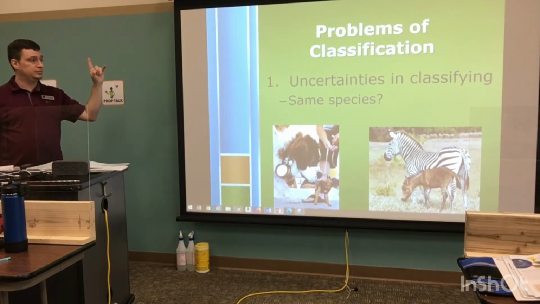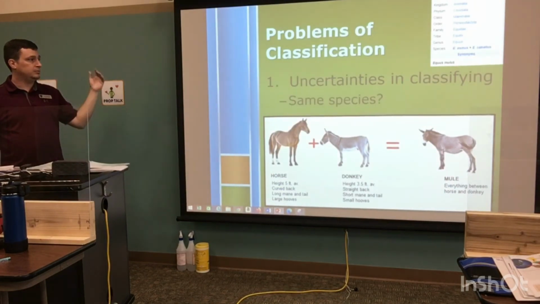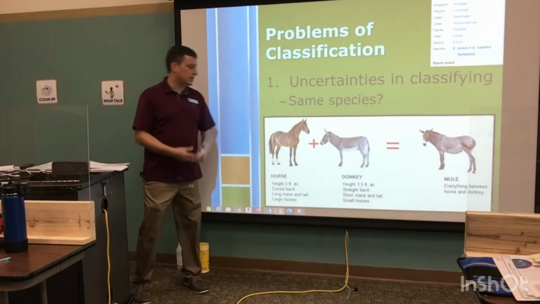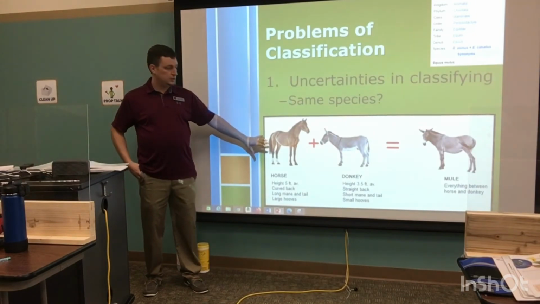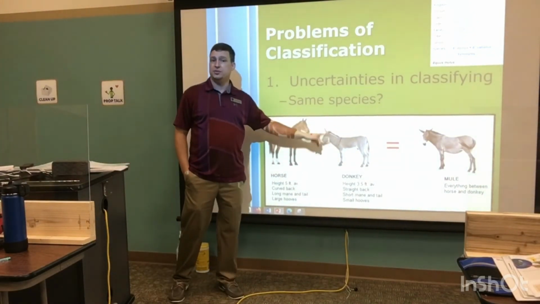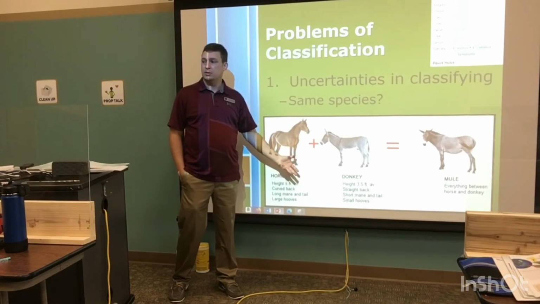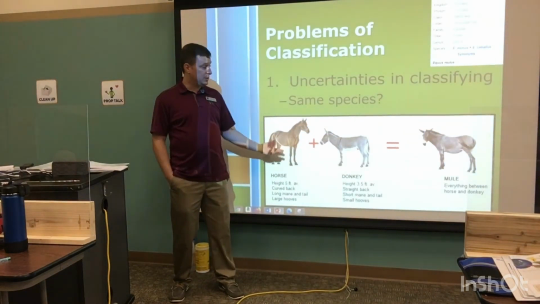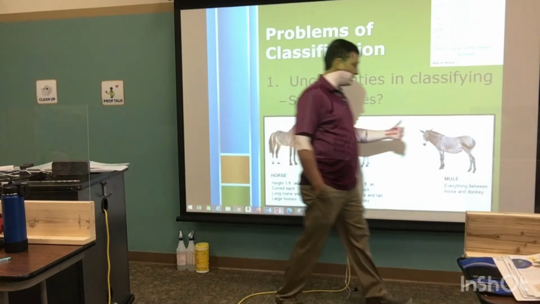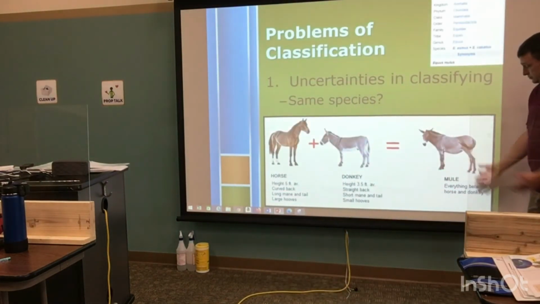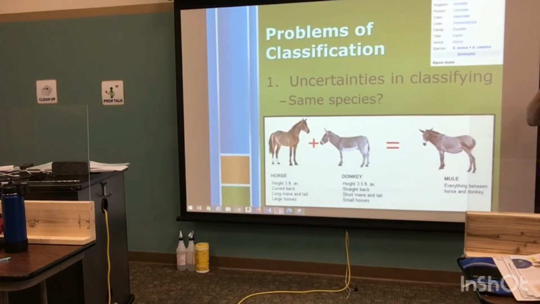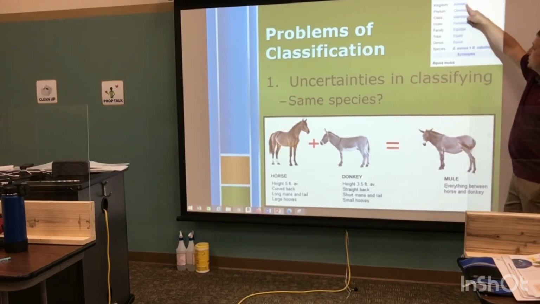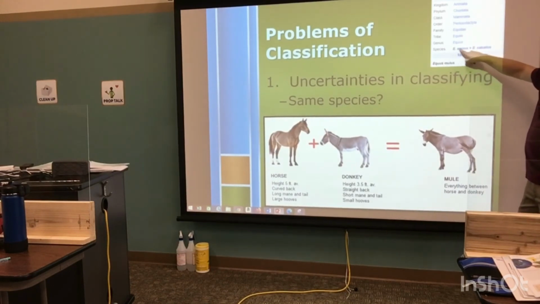Here's another example. Same thing, uncertainties in classifying. So we have a horse and we have a donkey. Both have different scientific names, but yet they can reproduce and have babies. A horse plus a donkey will give us a mule. Now here's how scientists have attempted to solve that. When you see the classification here, you have all of this, and then down at species, you have the scientific name of the horse and the scientific name of the donkey together.